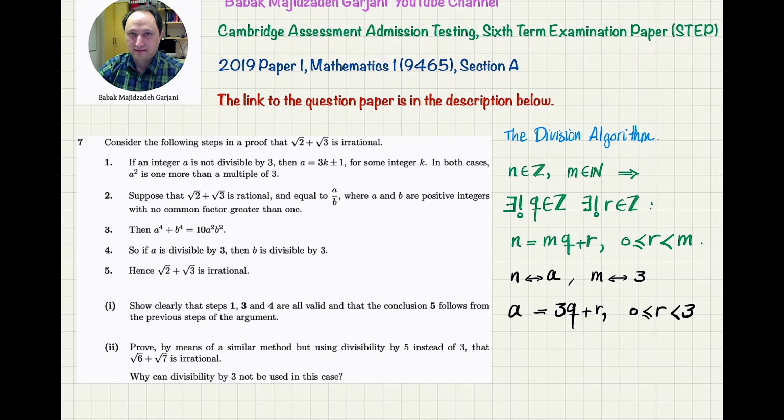So this means that any integer a can be written as 3 times an integer plus a number lying between 0 and 3. We also know that r is an integer, so this implies that there are 3 possibilities for r. One of them is 0, the other one is 1, and the final one is 2.